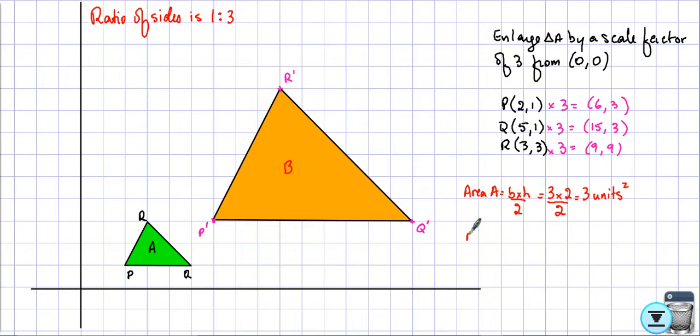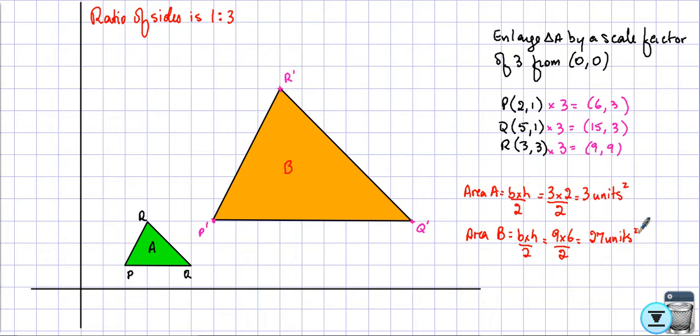The area of triangle B is also base times height divided by 2. That's equivalent to base 9, height 6, divided by 2. 9 times 6 divided by 2 is 27 square units.